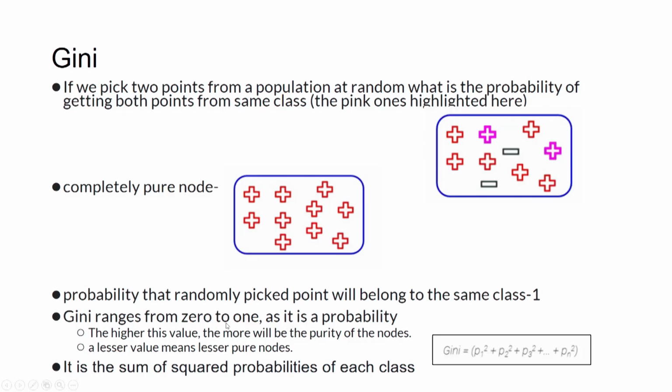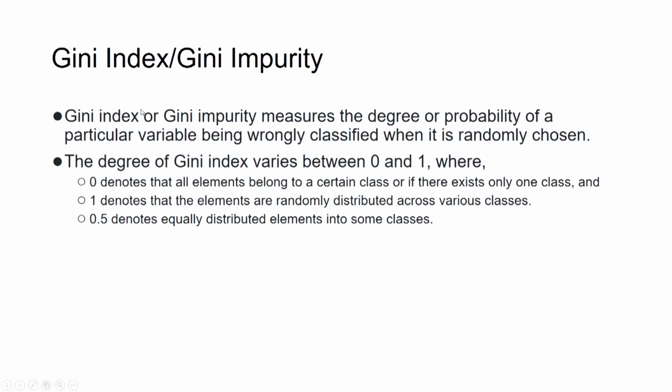So, if it is 1, it means this is a pure node, and in other cases, if the node is impure, then definitely these probabilities will be smaller and we will take the sum of them. So, it will be less than 1, these values will be less than 1 or close to 0. If this Gini value is close to 0, it means this is a more impure node, and if it is close to 1, it is a purer node. So, this is the Gini impurity, since we are defining it as 1 minus Gini.